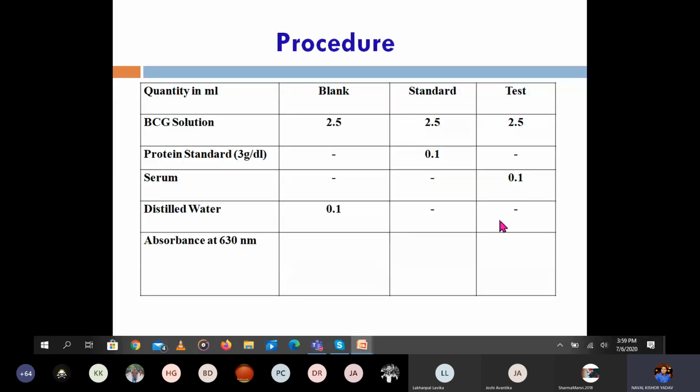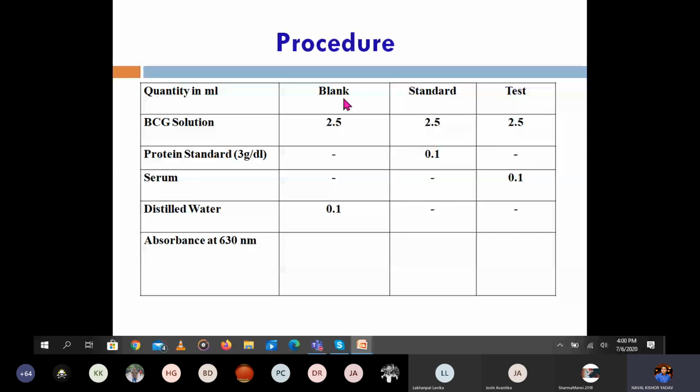After that you can take the reading against the blank or against the distilled water, as I have explained to you earlier. For the distilled water, make the colorimeter 0 with distilled water and take the reading of blank, standard, and test. At the end you can subtract the optical density of blank from the standard and the test, and calculate: OD of test by OD of standard into concentration of standard, that is 3 gram per dl, after removing the blank.